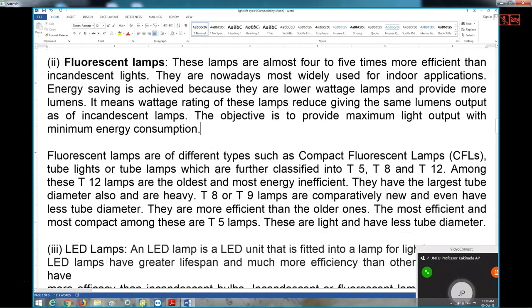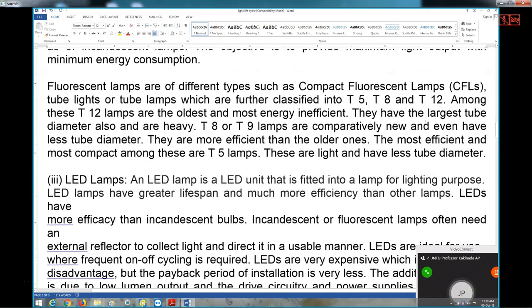Fluorescent tubes are available in different types, that is T5, T8, T12, and so on. T12 lamps are the oldest and the most energy inefficient. They have the largest tube diameter, and they are also very heavy. Now coming to the T8 or T9 lamps, they are comparatively new and have a smaller tube diameter. These are more efficient when compared with the older ones.